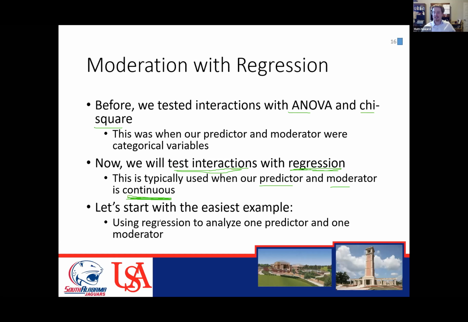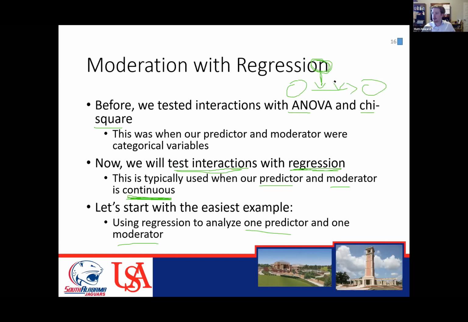Okay. And we're going to start with the easiest example, the easiest example being using regression to analyze one predictor and one moderator. It should be noted we could use regression to test multiple moderators. So there are research articles that test models that look like this, where, I know things are overlapping, that might be hard to see, but I think you can see it. So we could use regression to test an instance where there's two moderators. We could do that with regression. We can even do an instance where we have, let me erase.